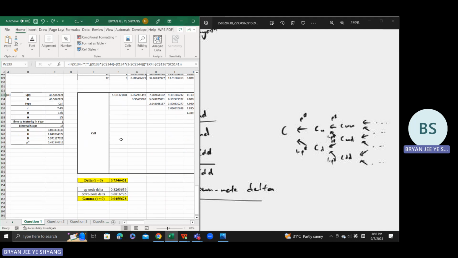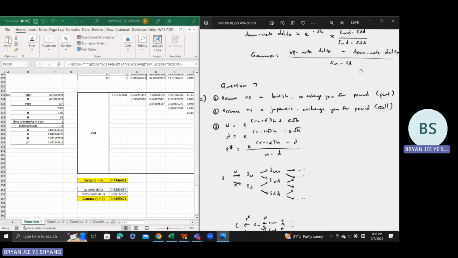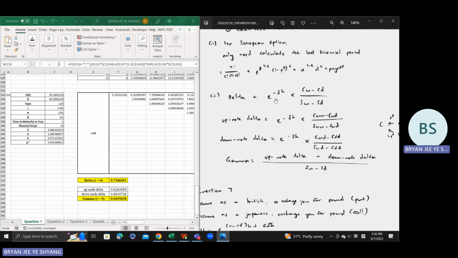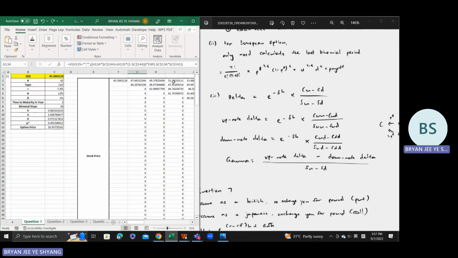And then we'll get the final call price of 5.10132111. Then how to calculate the delta at time equals to 0? Delta equals to exponential to the power of negative delta h times CU minus CD over SU minus SD. So this one is our CU, this one is our CD, and SU and SD are these values.